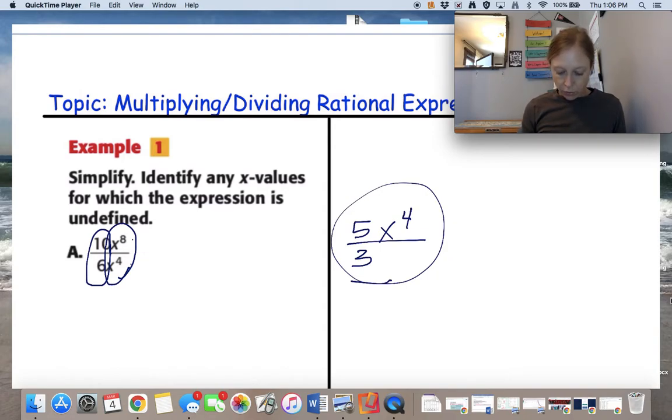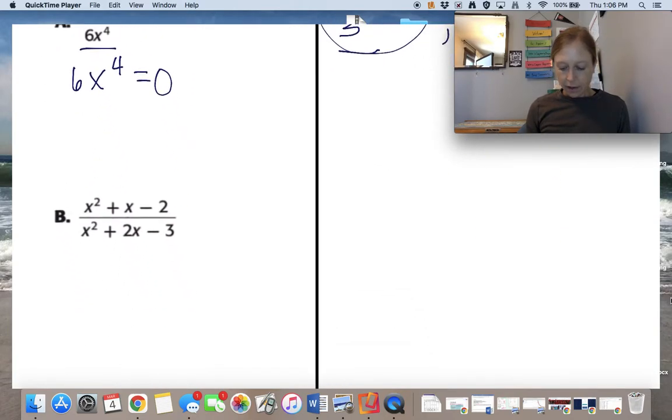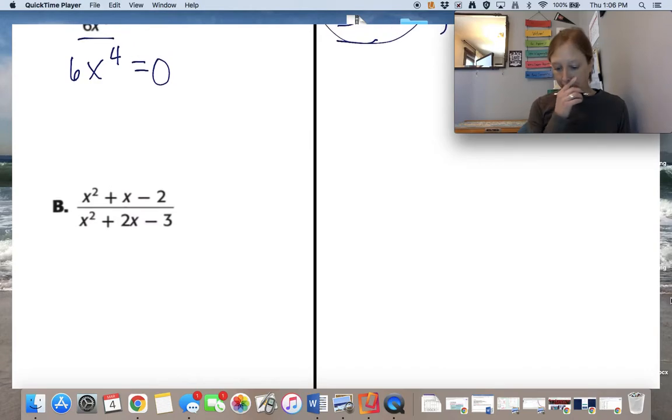Next thing we need to do is identify any x values for which the expression is undefined. And when we do this, we need to do this with our original function. So I'm going to come back to the original and ask myself, what value will make this denominator of 6x to the 4th equal to 0? If I solve that equation, I know 0 times anything is 0, so I'm going to write here, x cannot equal 0. I've got 2 more of these for us to try together.